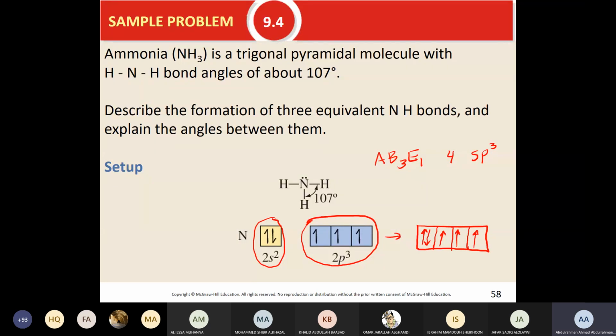These electrons that you're looking at here are from the nitrogen only. They are mixed together to make sp3. And why do I have 2 electrons in here?